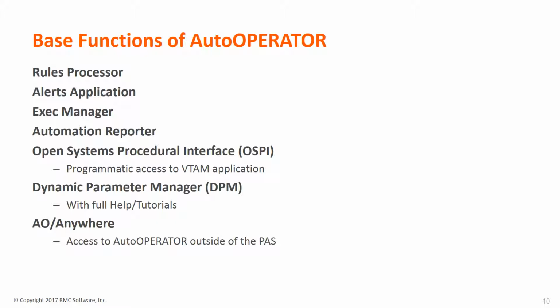The automation reporter provides statistics on the execution of your automation. Some customers like to use this data to tune their automation so that it runs more efficiently. There's a solution called Open Systems Procedural Interface, or OSPI. OSPI is essentially a screen scraper. We would discourage you from using that unless it's the only way you can get your automation to work. There's a dynamic parameter manager that provides full help and tutorials so you can understand how to use it. And there is an AO Anywhere facility that allows you to build an AutoOperator environment for running execs outside of the AutoOperator PAS.